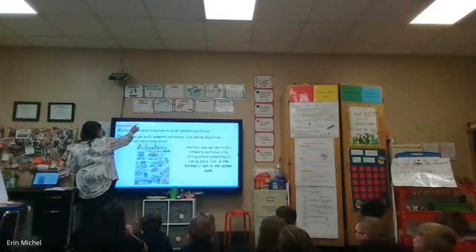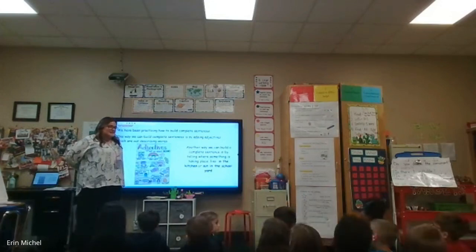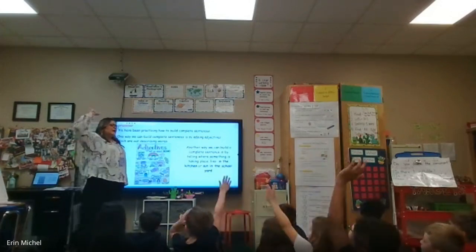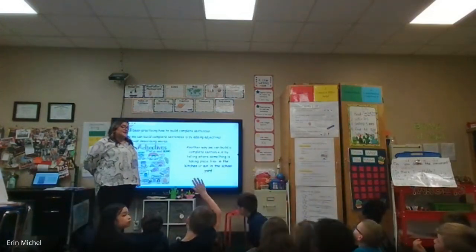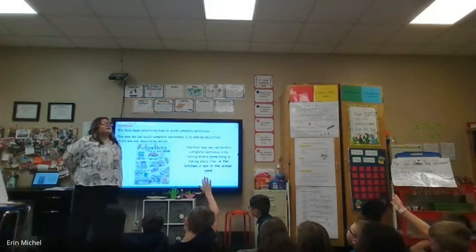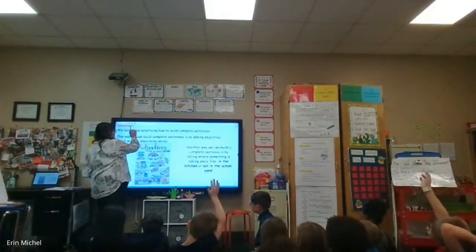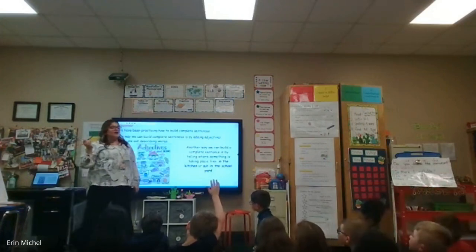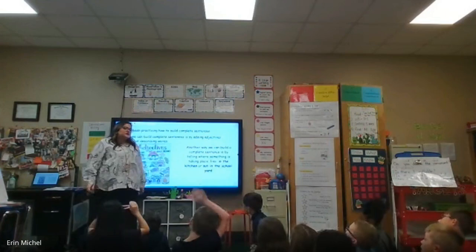Now we are going to talk about extending our sentences. Who remembers what adjectives are, Eliana? They help to tell us about nouns, or they describe our nouns. They help us to describe our nouns.